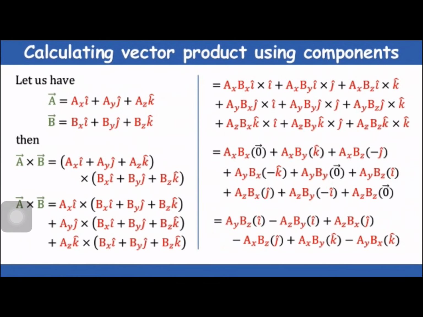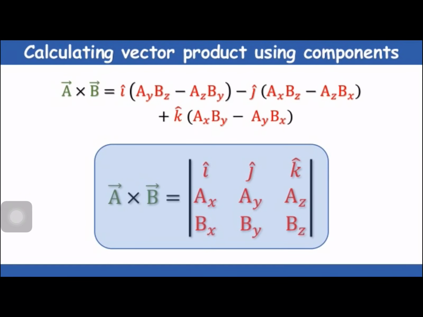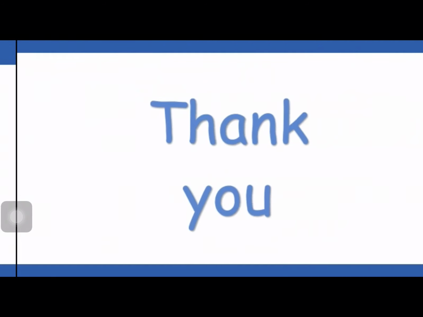In the same way you can multiply two vectors, and you can calculate the vector product using components. You can use the determinant. A cross B equals: first put i j k, then write the coefficients of i j k of the A vector, and then the coefficients of i j k of the B vector, and then you can simplify the equation.